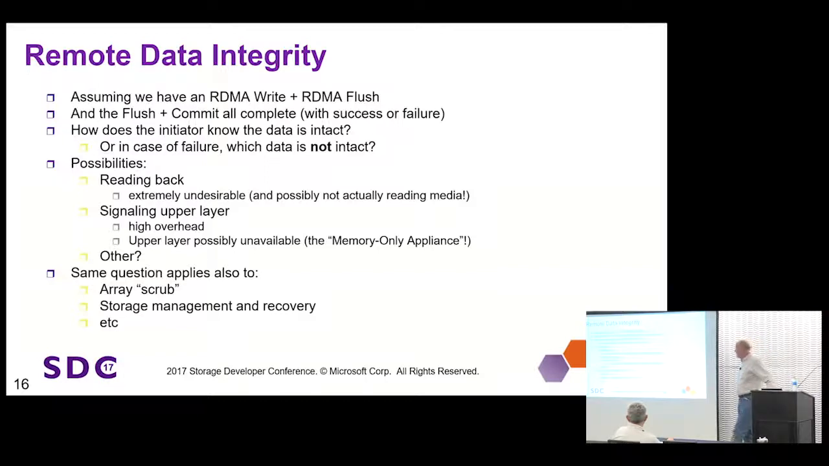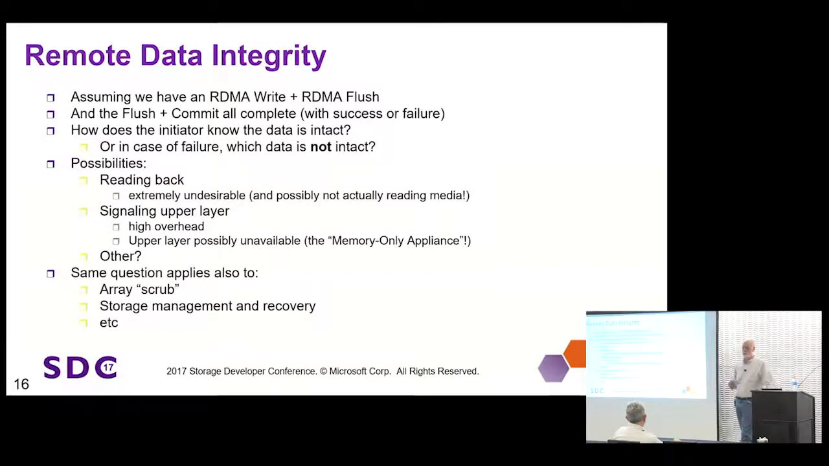Remote data integrity. Assuming we have a write and a flush. And then the flush plus commit, well, it is a flush plus commit. I guess I meant write plus flush, all complete with success or failure. We've successfully delivered this data to persistency. How did the initiator know that the data is intact, right? It basically threw this thing to the NIC, and the NIC said, I put it to the other end, and the other end said, I made it durable.